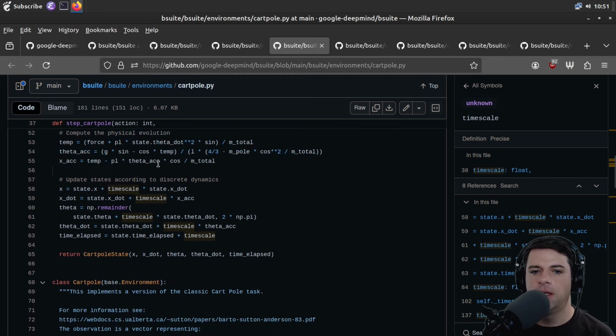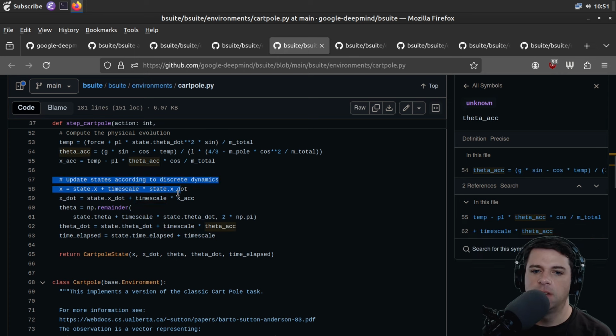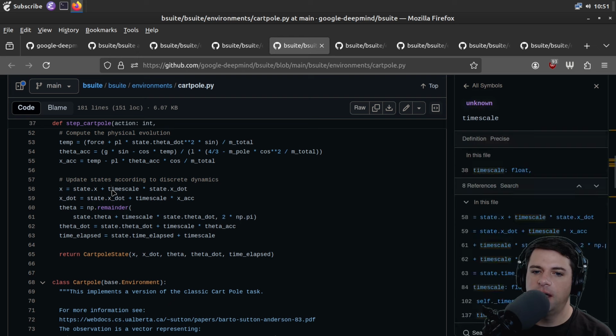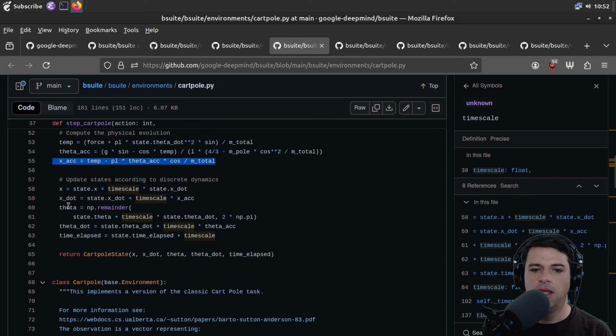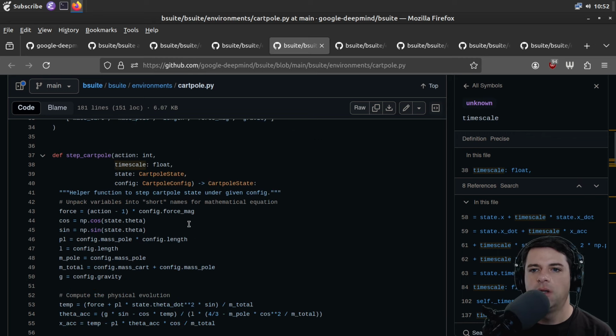And then we update the state according to the discrete dynamics. So x is x plus the time scale times x dot. So we've moved in the direction of our derivative. The new x dot is the original x dot plus time scale times the acceleration, which I guess we computed here. And then theta is the remainder, because we're doing circle-y things, of theta plus the time scale times theta dot, taking the remainder of 2 pi. Okay, so that's cart pole.